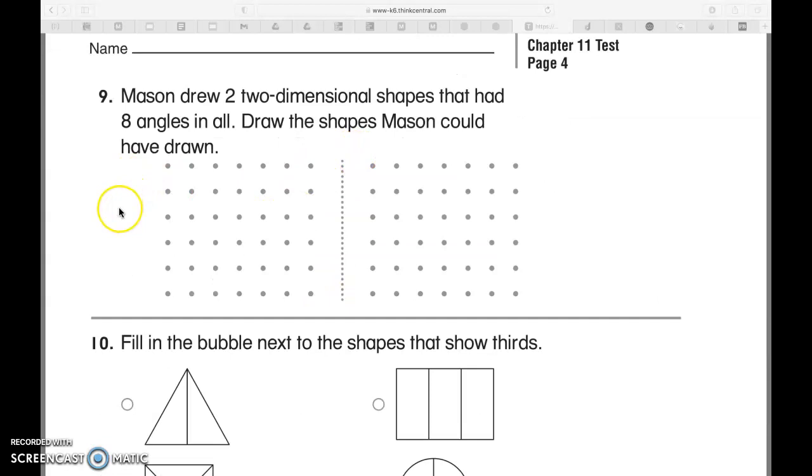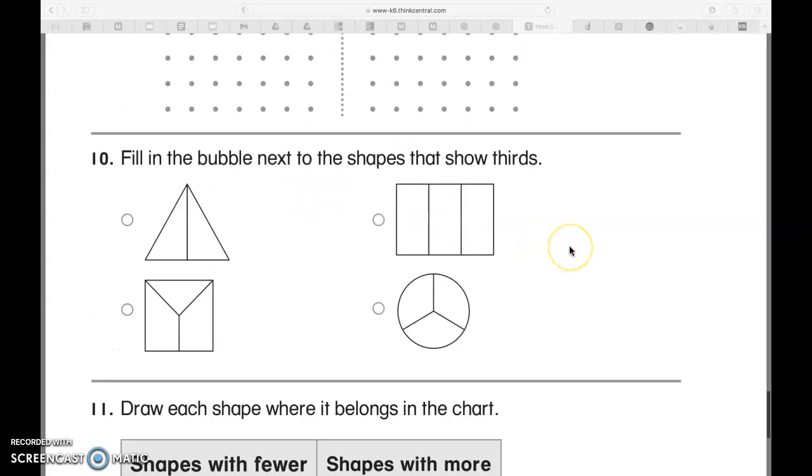Number 9, Mason drew 2 two-dimensional shapes that had 8 angles in all. Draw the shapes that Mason could have drawn. So he's going to draw 1 shape here and 1 shape here. And when I add the angles together, I will get 8 in all.